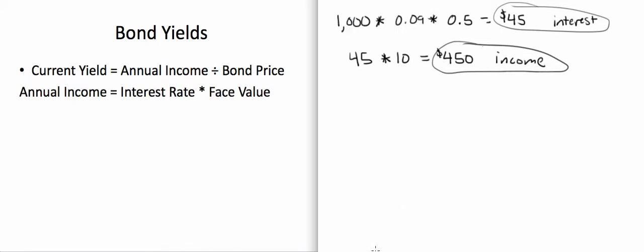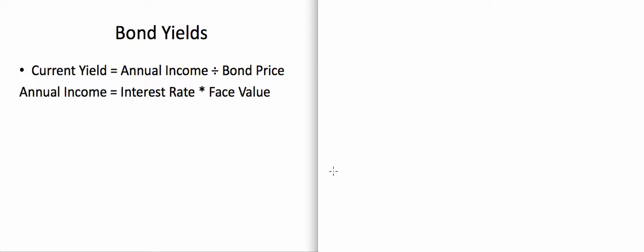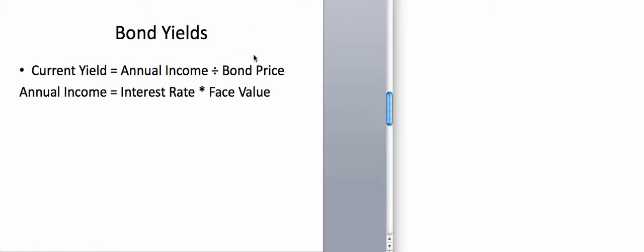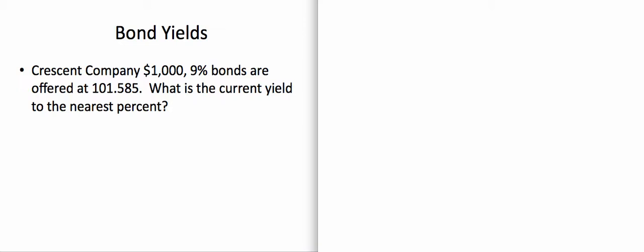We also have the idea of finding a bond yield. The yield is a way to compare bonds. So we find the annual income. The annual income is found by multiplying the interest rate times our face value, and then we take that value and divide it by the original price of the bond. In this example, it says the Crescent Company has $1,000 9% bonds and they're offered at 101.585. What's the current yield?